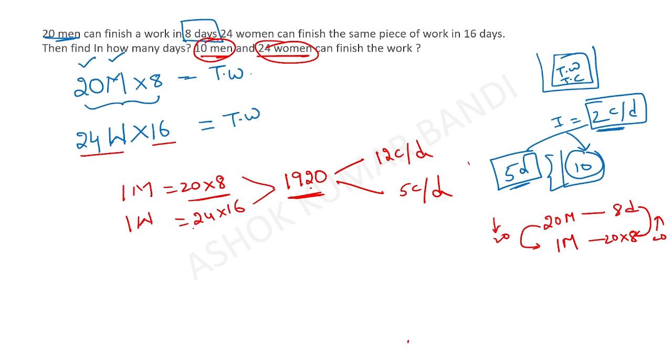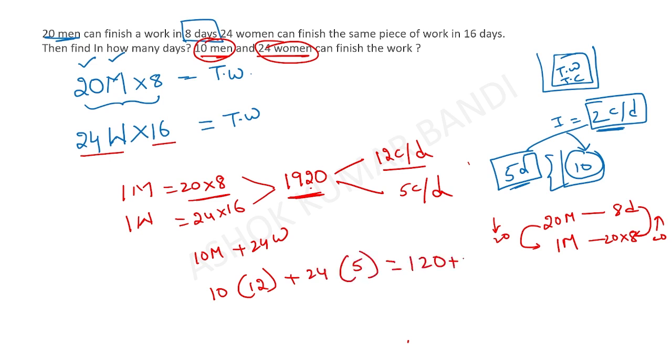In our group, we have 10 men and 24 women. So if one man can eat 12 chocolates per day, 10 men can eat 10 into 12 chocolates. Similarly, 24 women can eat 24 into 5 chocolates, which is nothing but 120 plus 120, 240. That means in one day, if the group is working together, they can finish 240 chocolates.